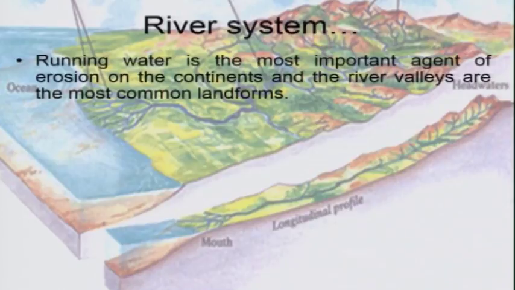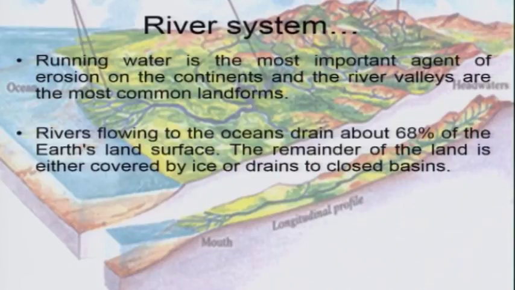So, if you look at the river system, running water is one of the most important agents of erosion on the continents, and river valleys are the most common landforms. Rivers flowing to the ocean drain about 68% of the earth's land surface, whereas the remainder of the land is either covered by ice or drains to a closed basin. Okay.